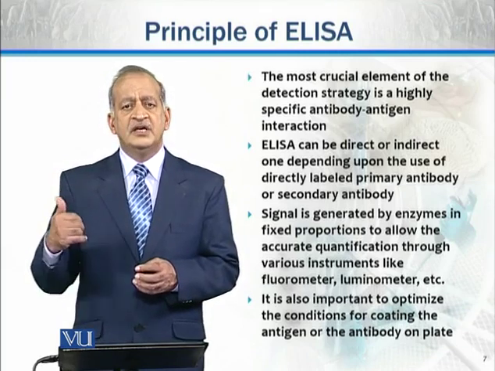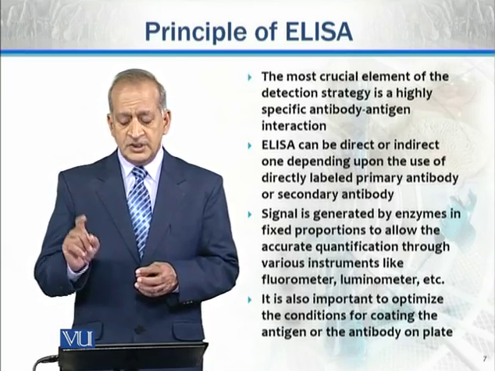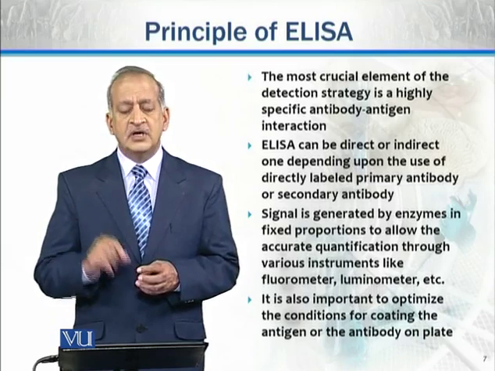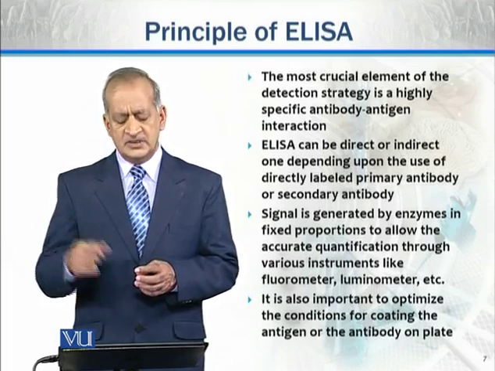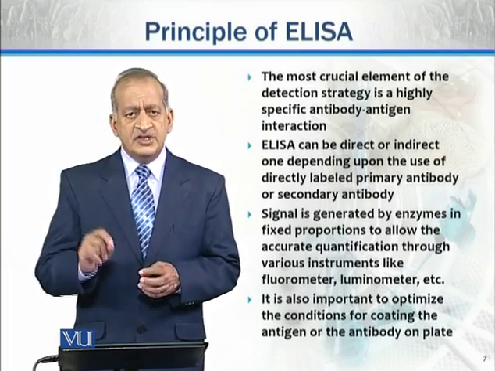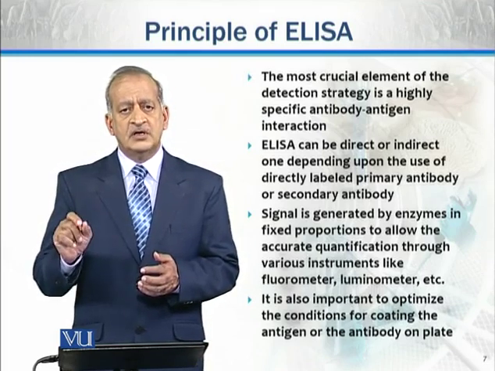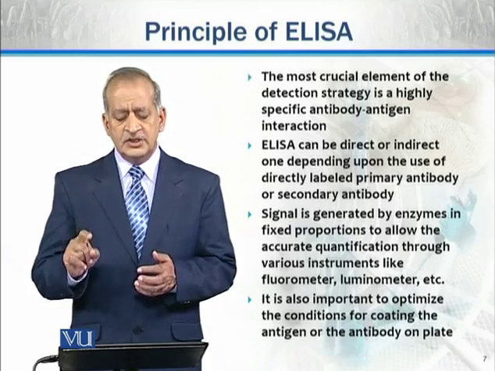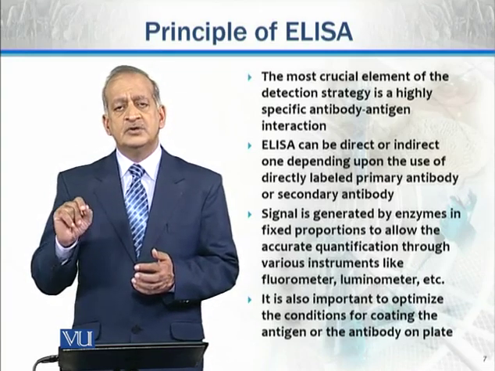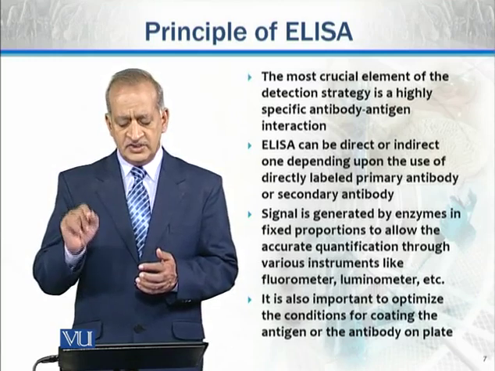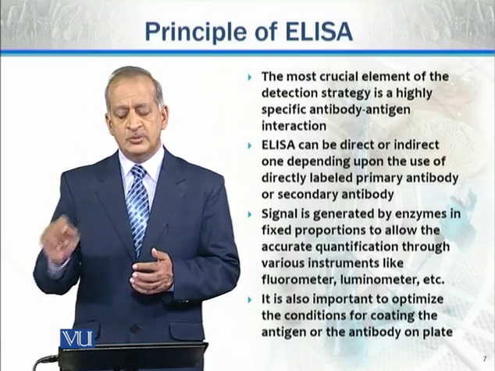And this color change is actually a signal which is generated by enzymes in fixed proportion to allow accurate amplification and quantification through various instruments like a fluorometer, a luminometer, or some other types of instruments. So the amount of color change will be exactly proportional to the concentration of the antigen or antibody. That is why it is said that the color change is directly proportional to the amount of the antigen or antibody present there, and this is measured with the help of instruments like a fluorometer or luminometer.